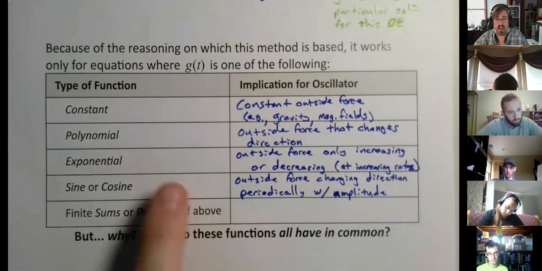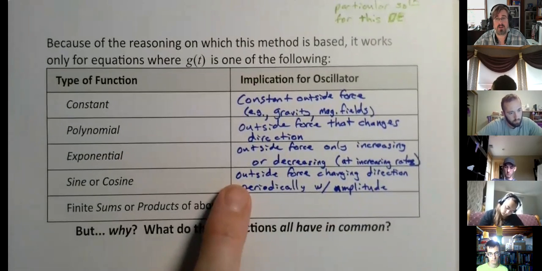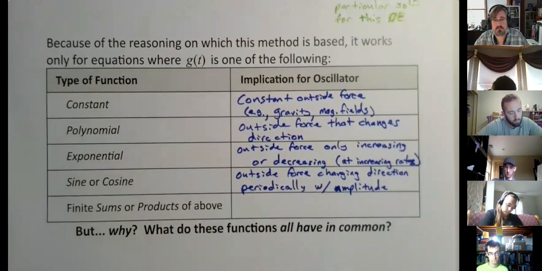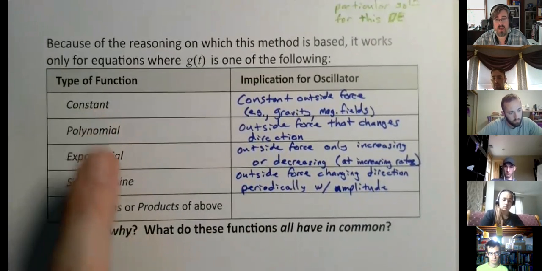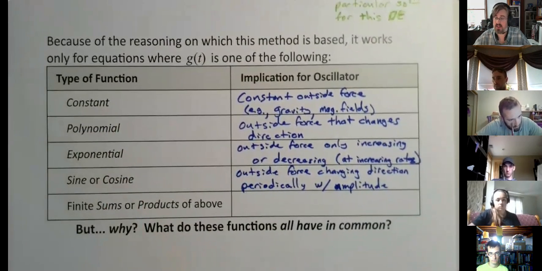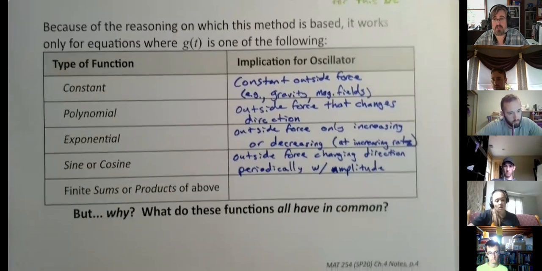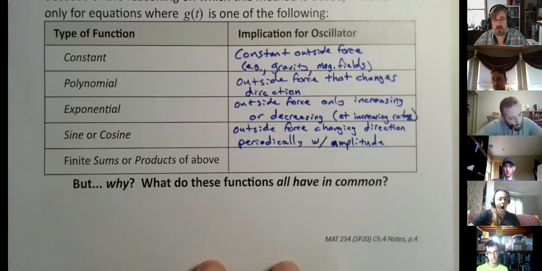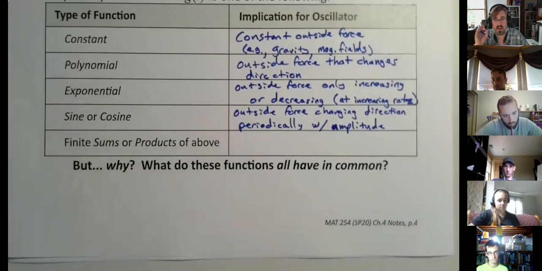So you can have an exponentially decaying sinusoidal forcing function. You can have a constant that is attached to a sine or a cosine that increases the amplitude of the sine or the cosine. That works. So what is it about these particular types of functions? Why are they singled out as being the ones that we can handle? What do all of these types of functions have in common? This is really kind of a pre-calc question.